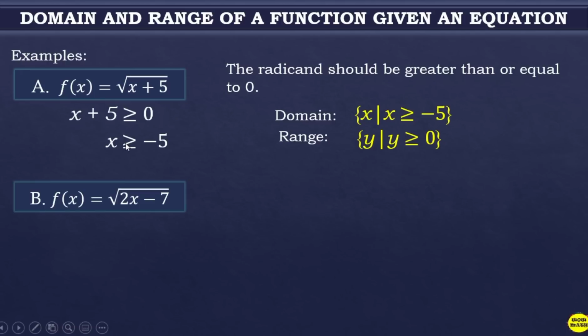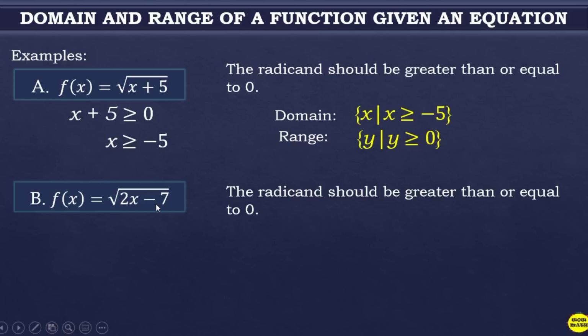Next, another example. So, I have here square root of 2x minus 7. So, again, the radicand should be greater than or equal to 0. Okay? So, ito po ay nag-base tayo dun sa pangatlong rule. Okay? Na kapag may radicand. So, 2x minus 7 is greater than or equal to 0. Kasi yun po ang sabi kanina. And then, let us solve.